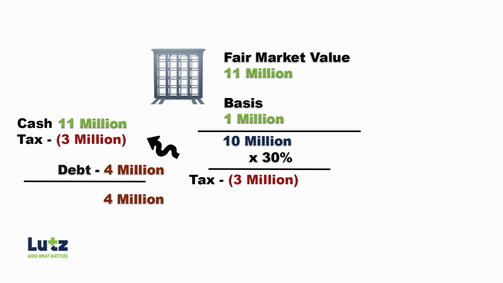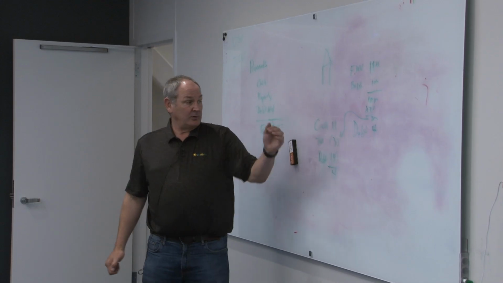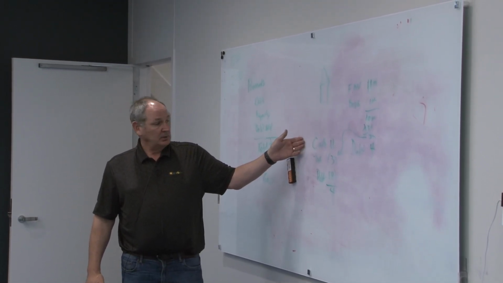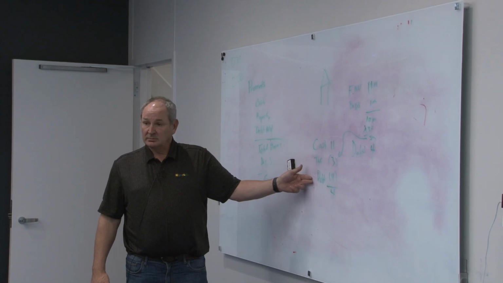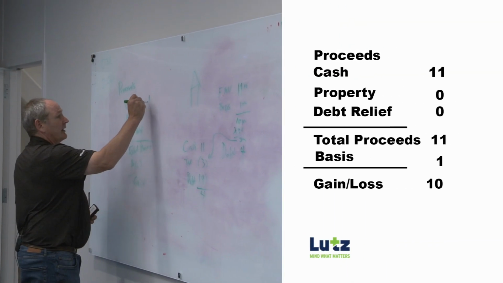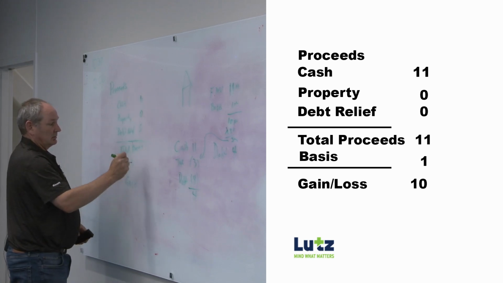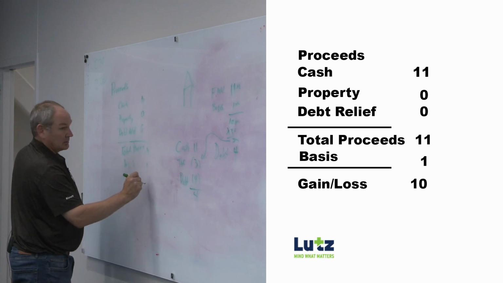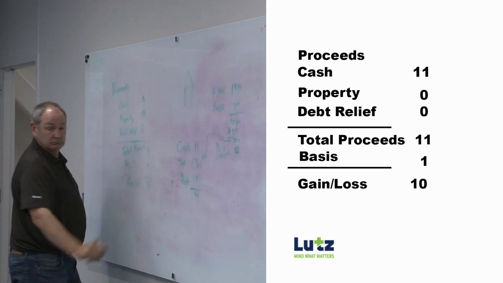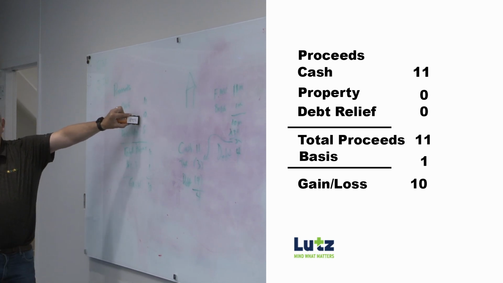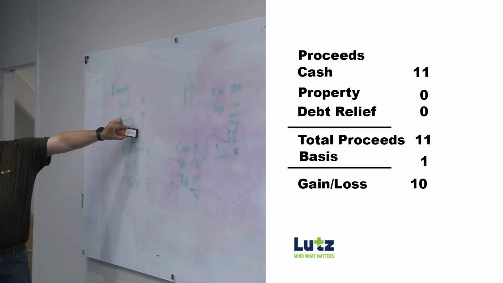Okay. So they gave you your $11 million of cash. They left you responsible to pay the tax and the debt. So over here, that would be 11, 0, 0, 11, 1, 10, right? 11 of cash. They gave you 0 property. They didn't assume any of your debt.